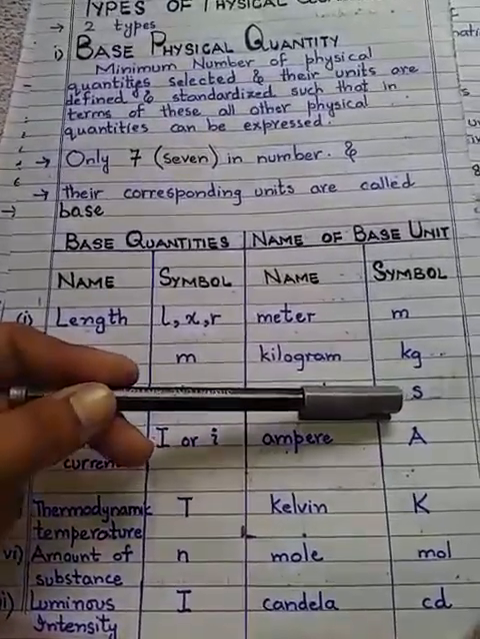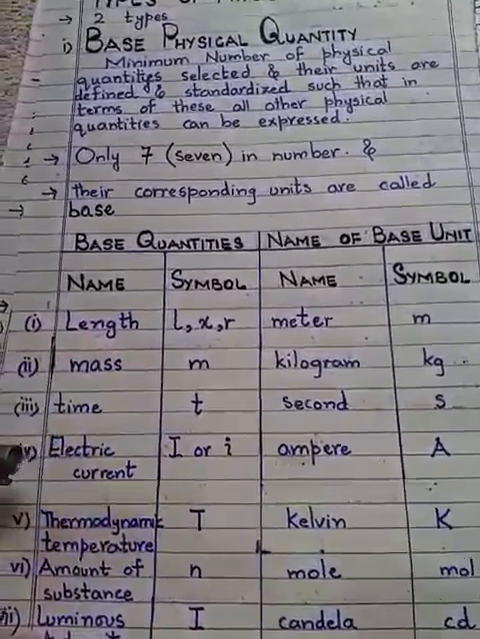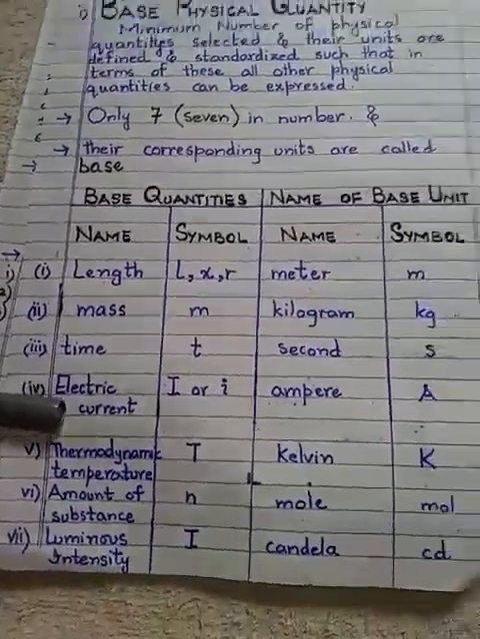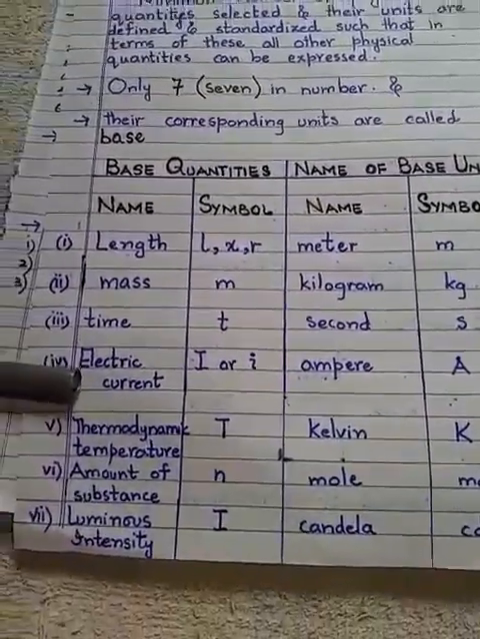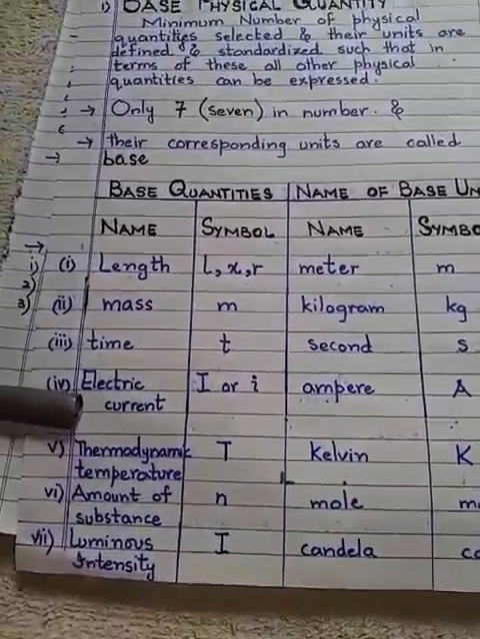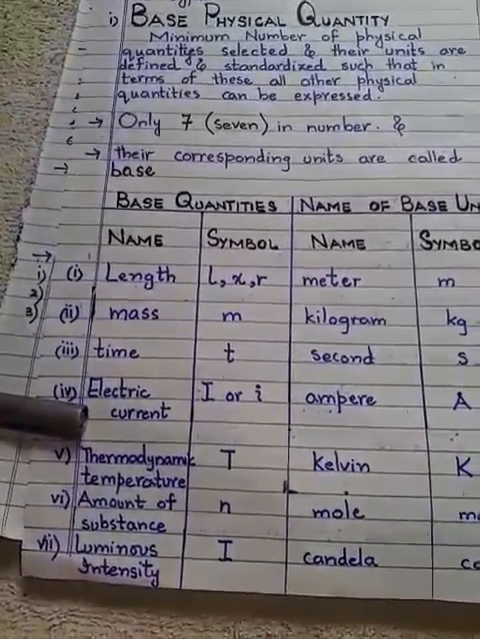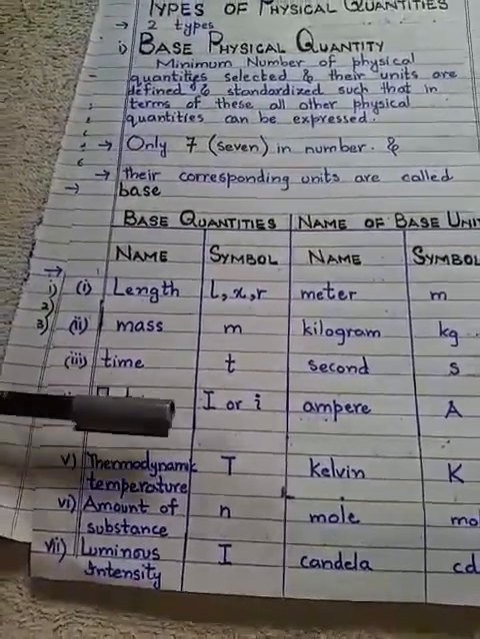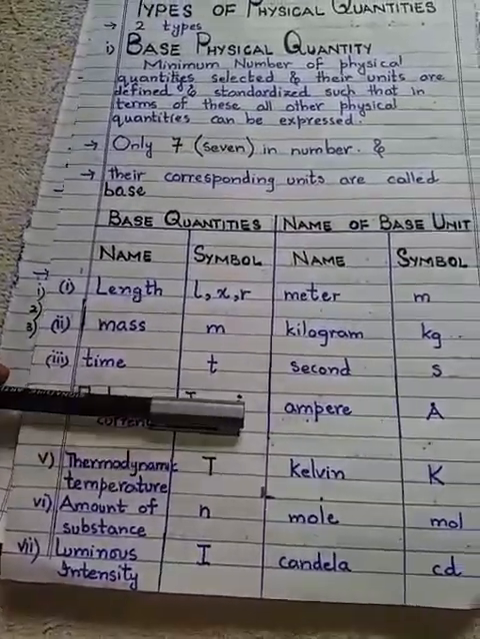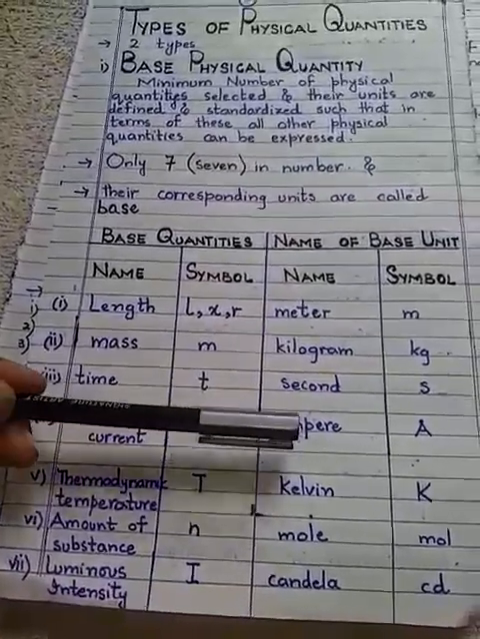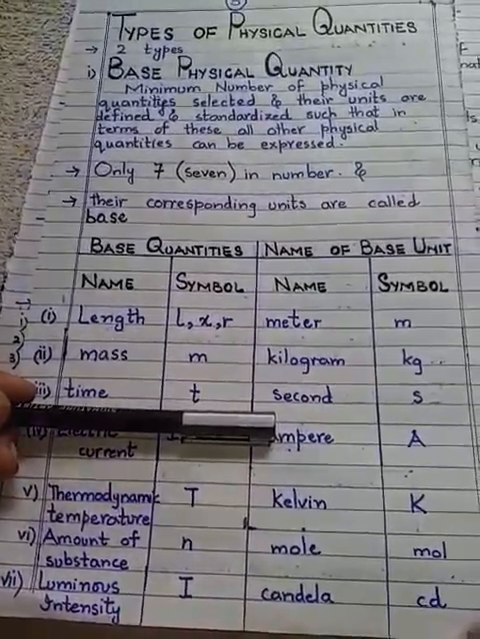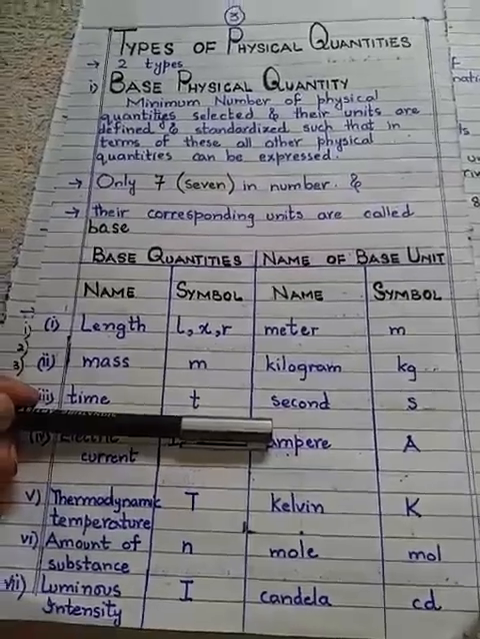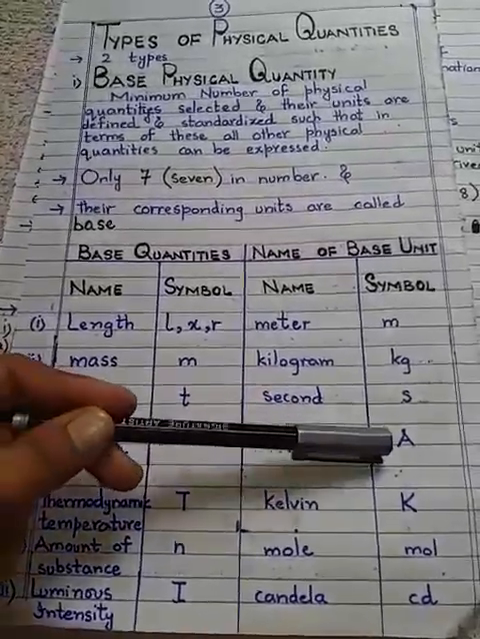The next term is electric current, which is simply known as electricity. As I told you, electric current means the flow of negative charges, or the flow of electrons. The symbol of electric current is capital I or small i, and the unit is ampere. The SI unit of electric current is ampere, and the symbol of ampere is capital A.